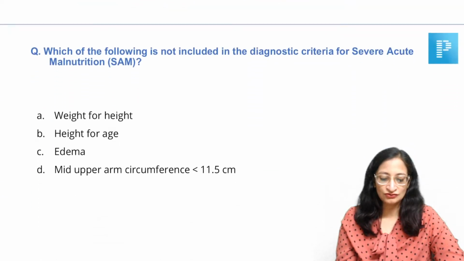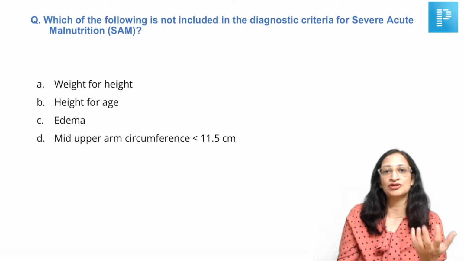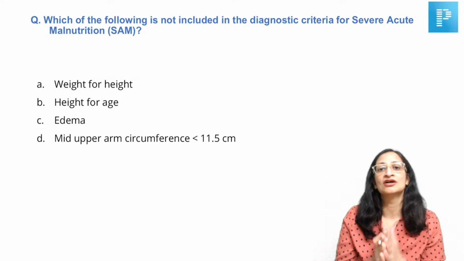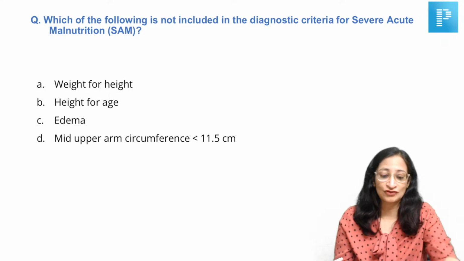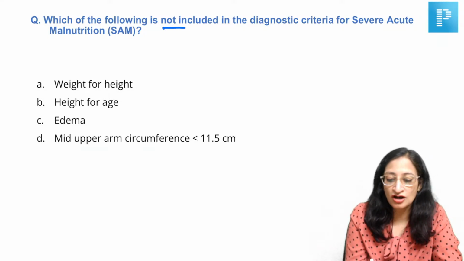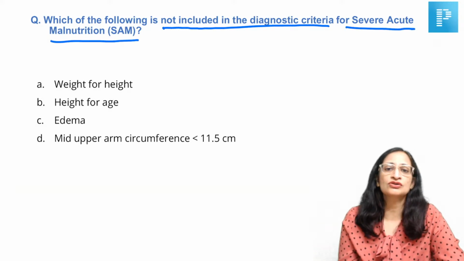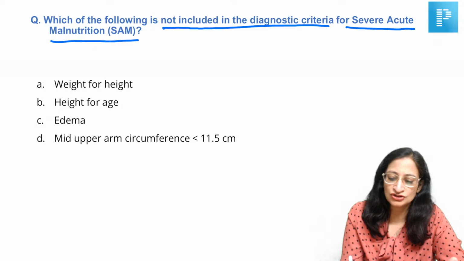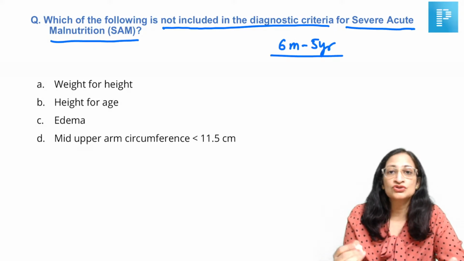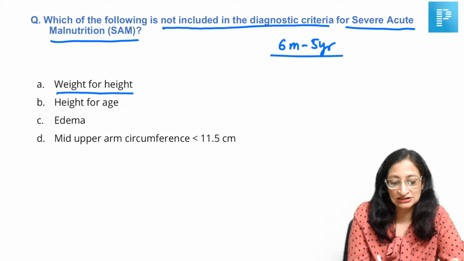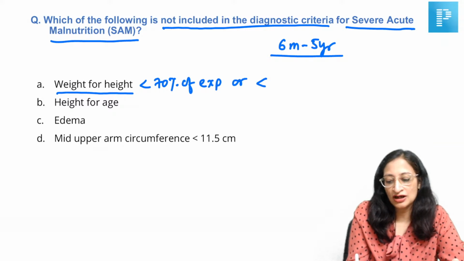So the next question. There were two questions from severe acute malnutrition this time, and we all know, again in rapid revision and in LRR, everywhere we've discussed SAM time and again because it is such an important topic, and in almost every exam you get one or more questions from here. Which of the following is not included in the diagnostic criteria for severe acute malnutrition? We all know the diagnostic criteria for severe acute malnutrition in a child between 6 months to 5 years of age. It includes weight for height less than 70% of expected or less than -3 Z score.